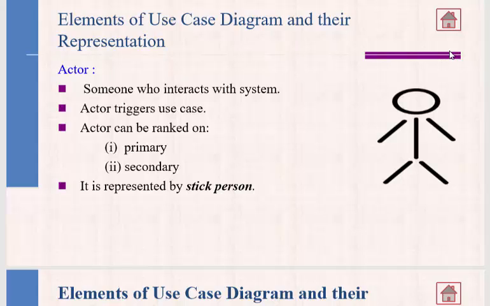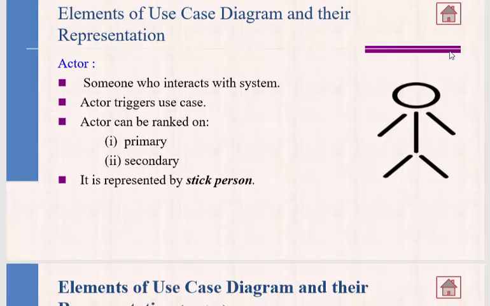The actor is someone who interacts with the system. The actor triggers a use case, and actors can be ranked as primary and secondary. It's represented by a stick person.